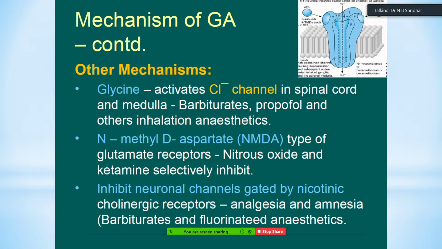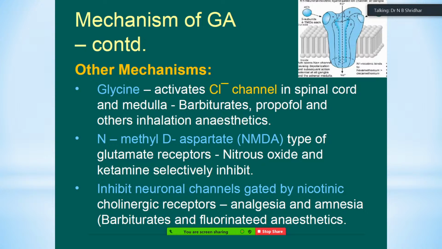Another thing is NMDA. Ketamine and other dissociative anesthetics act through NMDA, N-methyl D-aspartate type glutamate receptors; the aspartate and glutamate receptors are also very important. Nitrous oxide and ketamine selectively inhibit the NMDA type of receptor. They do not act on GABA. That is why ketamine produces a very characteristic type of anesthesia, and it is known as the dissociative anesthetic.